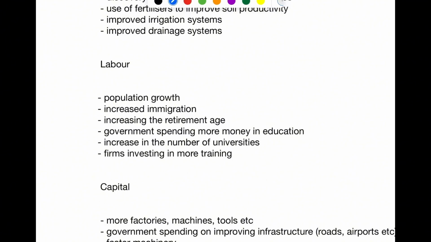The government can spend more money in education. And if they do so, as a result of that, the workforce will be of a higher quality. So the quality of labour would increase. And as a result, so will the potential output. There could be an increase in universities, and again, that's going to increase the quality of labour. And firms can invest in more training to train their employees, and that's going to improve the quality of the employees, so they can potentially produce more, and then potential output of the economy increases.